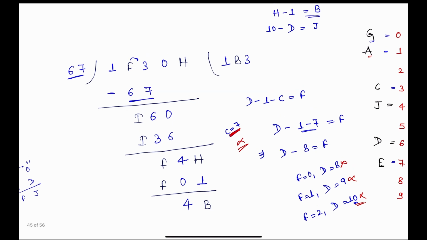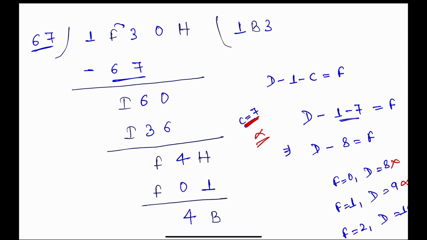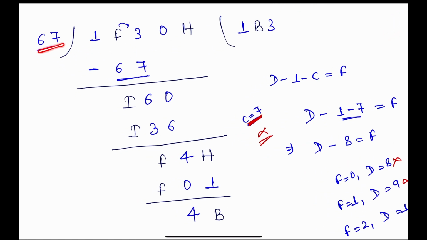And still H and B are not known. But if we see that here 67 is multiplied with some number, and in the last I am getting 6. So what could it be? 7, 14, 21, 28.